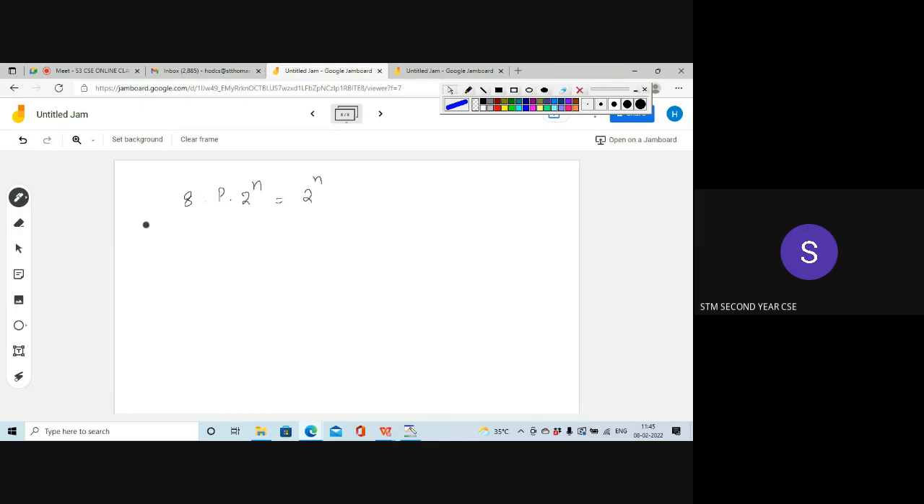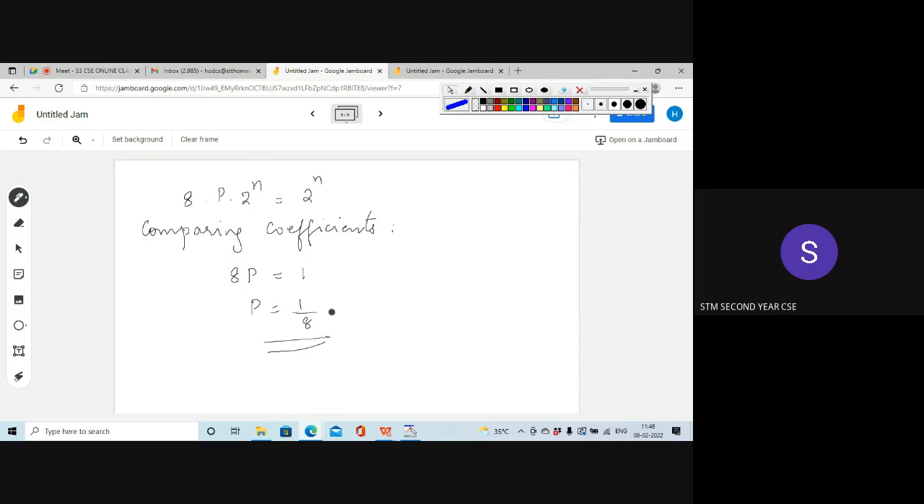Comparing coefficients, what is the value of p? Now, the coefficient of 2 raised to n on LHS is 8p and on RHS is 1. So you get p is equal to 1 by 8. Very good. 1 by 8.